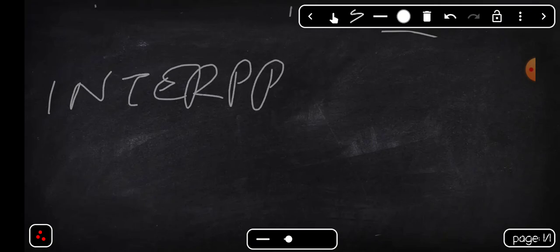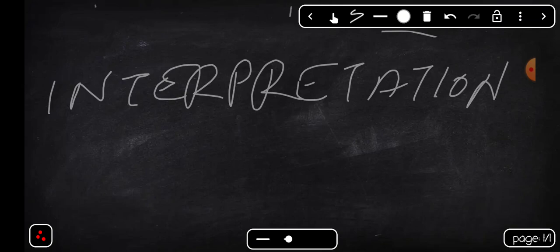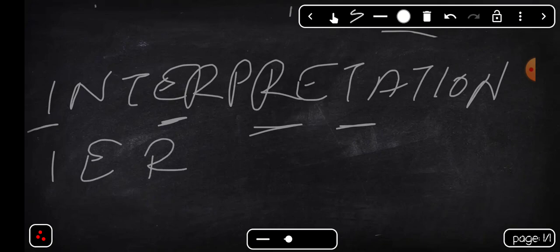Okay. What does interpretation mean? I-N-T-E-R-P-R-E-T-A-T-I-O-N. In interpretation, the first letter is I, the fourth letter is E, the seventh letter is R and the eleventh letter is T. That means I, E, R, T. These are the four letters: the 1st, 4th, 7th and 11th letters.